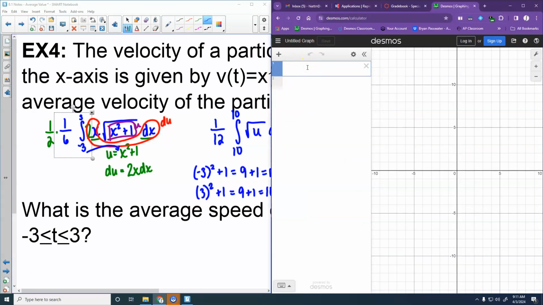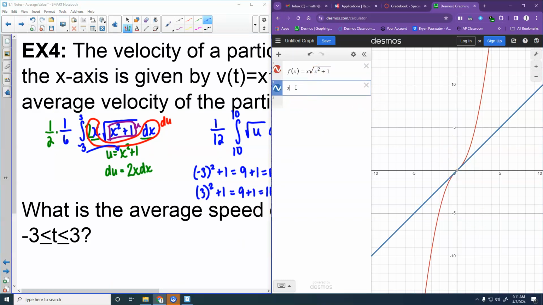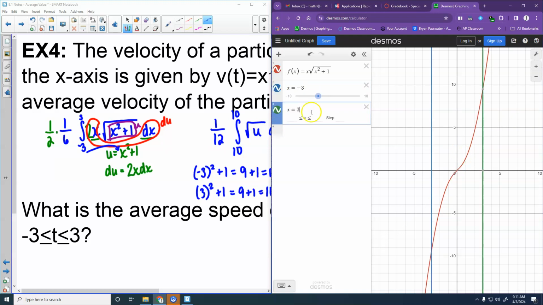Our equation was x square root of x squared. Is it a plus 1 or minus 1? Plus 1. Alright, here's our graph. I'm going to put in a line at x equals -3 and x equals +3.